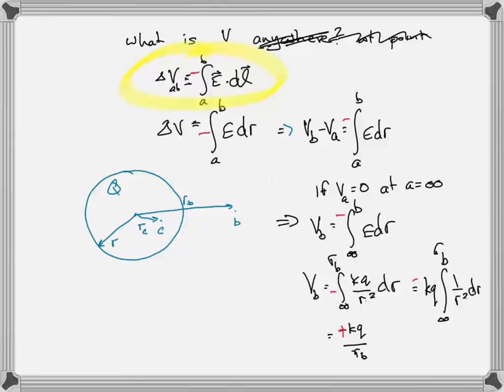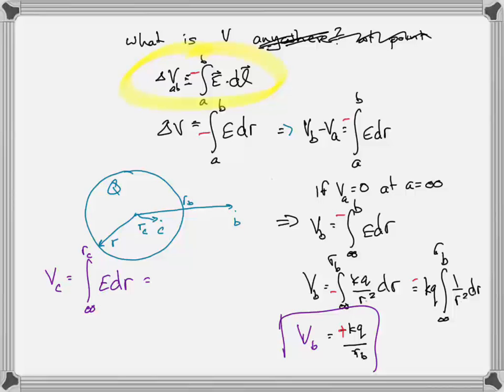Here, let me try to write this down. The potential at C is equal to the integral from infinity to C, or R sub C, of the field dr, but the field changes. It changes at RB. So if we just blindly applied the potential at B to the potential at C as well, we would be wrong.